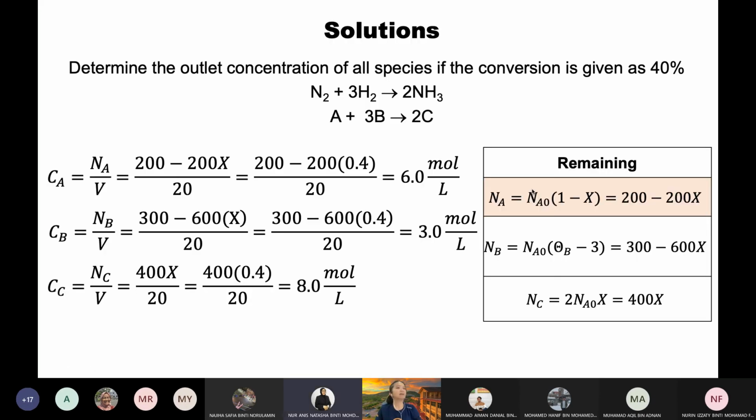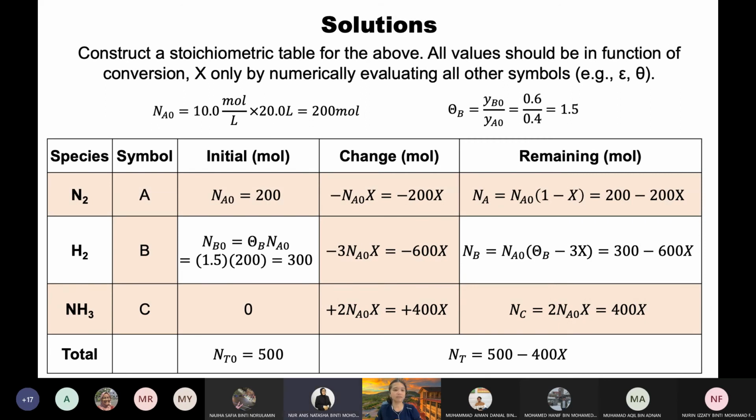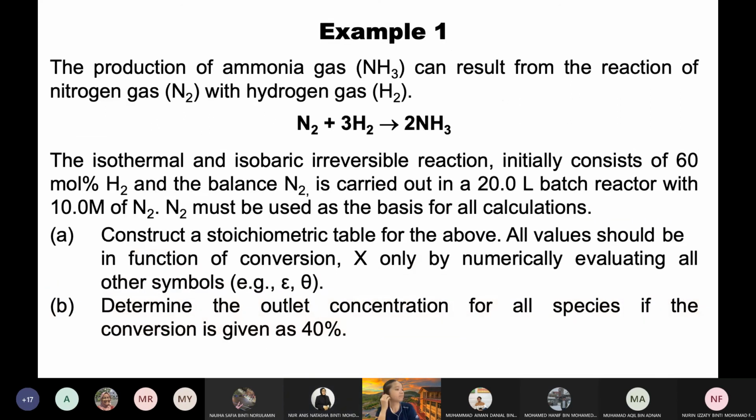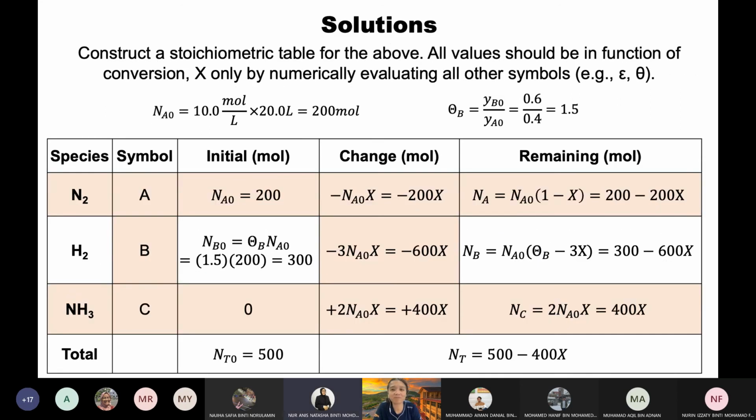Okay. Doktor, nak tanya sikit. Boleh. Kalau contoh kan, yang dekat NB tu, yang kotak kedua H2 tu. Kalau kita tak tulis equation yang depan tu, terus tulis 300 tolak 600X. Untuk NB ke? NB, yes. Kamu terus tulis NB sama dengan 300 tolak 600X pun okey. Contohnya macam depan pun NB0 kamu terus tulis sama dengan 300 pun tak apa.